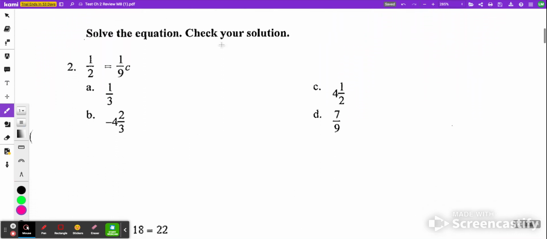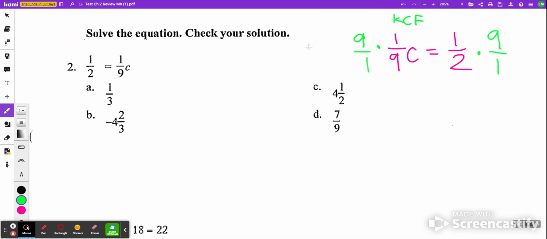Next, we're going to solve the equation, check your solution. A lot of the times when these are written backwards where the variable is not out in front, I happen to rewrite them. So that's what I'm going to do here. The tricky thing about this is we see a fraction being multiplied. So what we need to do is divide by the fraction. But remember, whenever we divide fractions, that's also the same thing as multiplying by the reciprocal, also known as keep, change, flip. So I'm going to multiply both sides by 9 over 1.